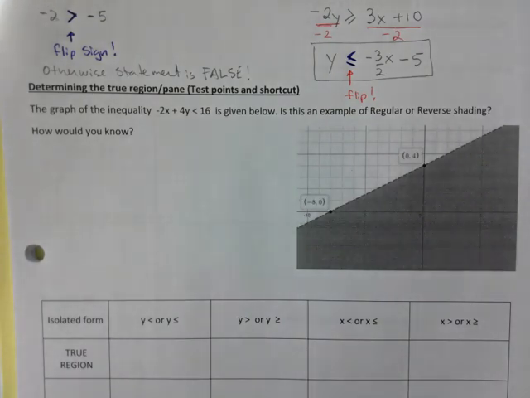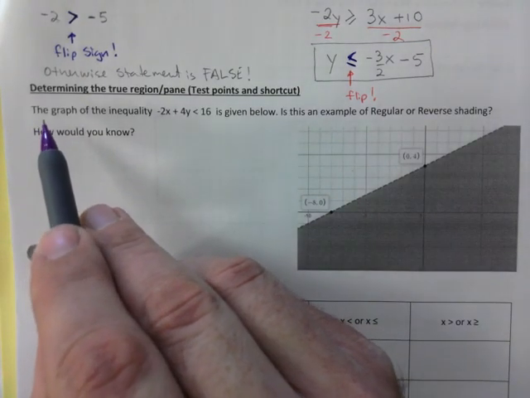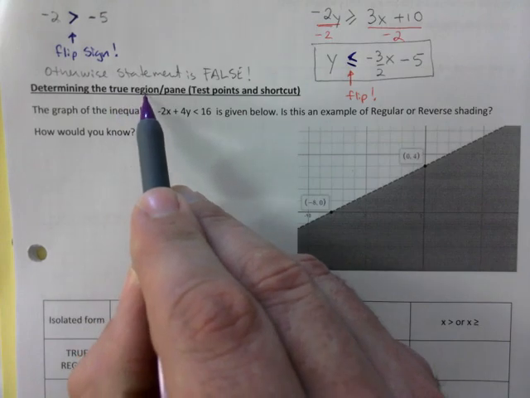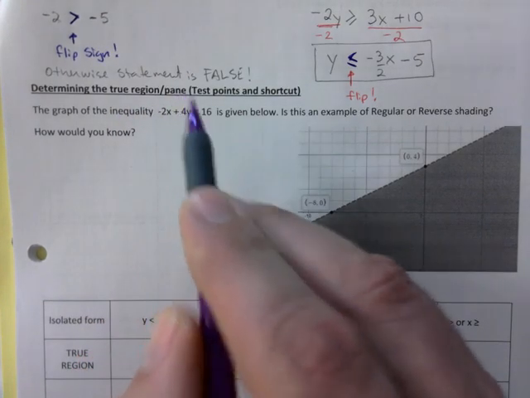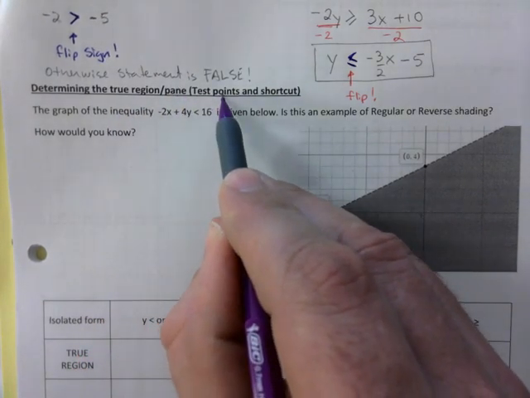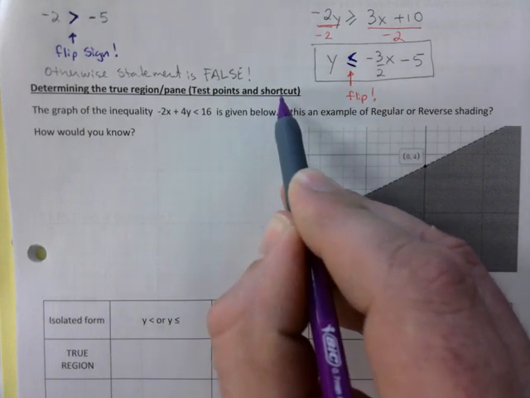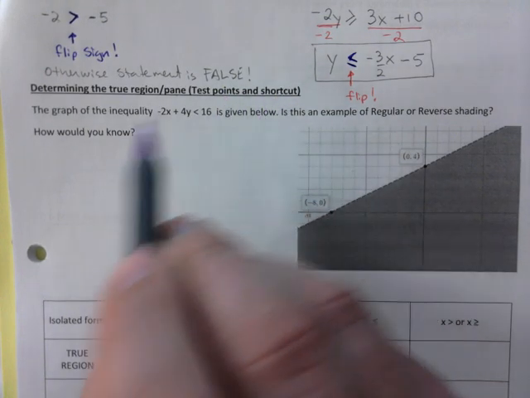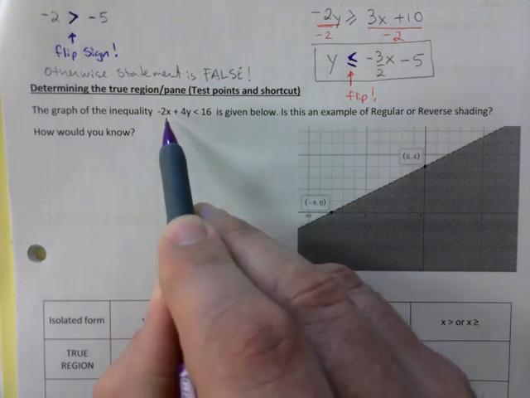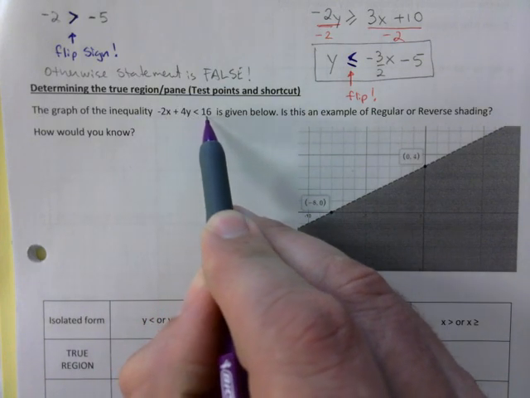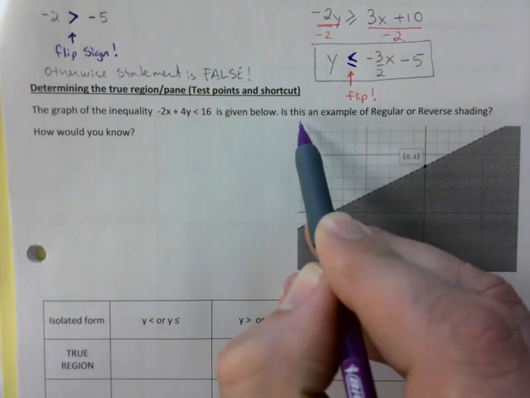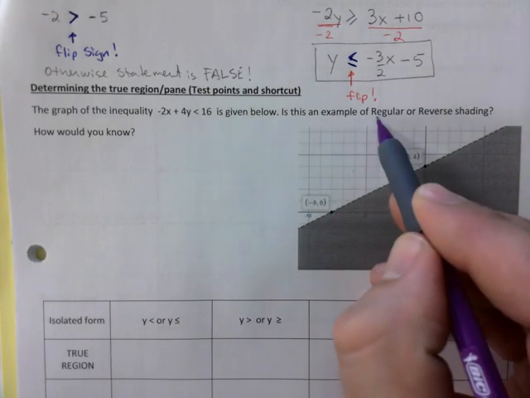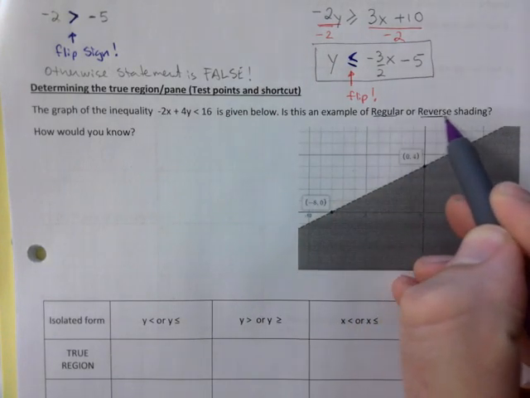Okay, so this is going to be, the space is not the greatest here, but I'm going to try my best. Determining the true region or true plane. We're going to use the test point method, and then I'm going to show you a shortcut. Okay, so the graph of the inequality negative 2x plus 4y is less than or equal to 16 is given below. Is this an example of regular or is it an example of reverse shading?